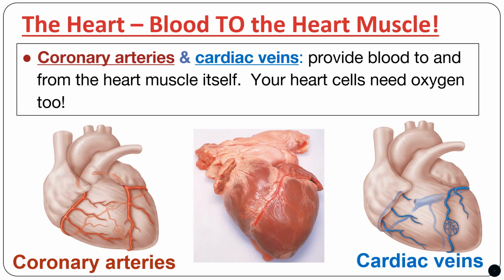And lastly, let's talk about blood supply to the heart itself, because the heart is a big pump, right? But the blood within the heart is not being used by the heart just because the blood flows through it. The heart needs its own system of arteries and veins to keep it vascularized and keep blood coming to nourish that muscle tissue. We call these coronary arteries and cardiac veins. These provide the blood to the heart muscle itself. Because our heart muscle needs oxygen too, right?